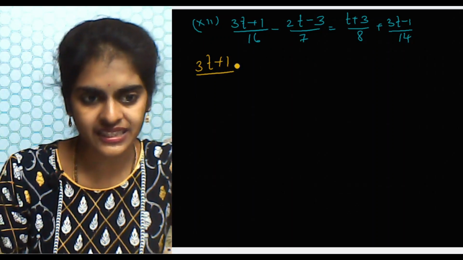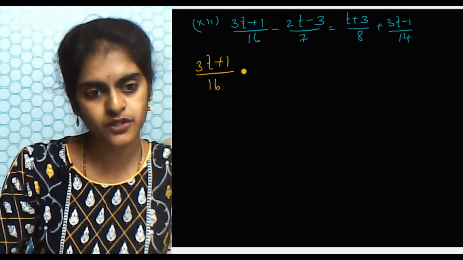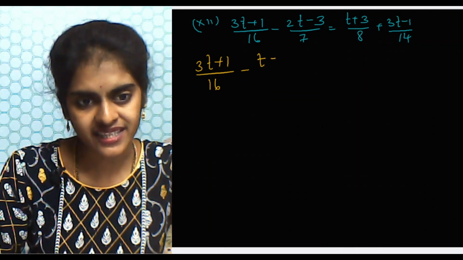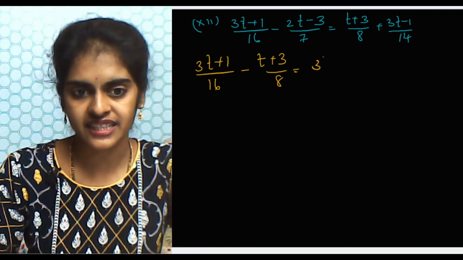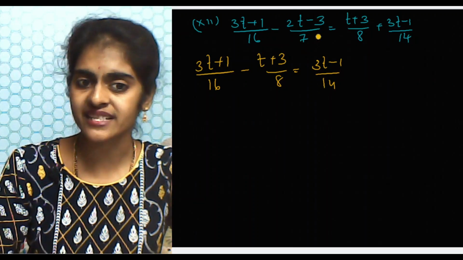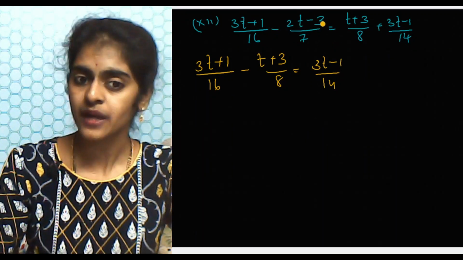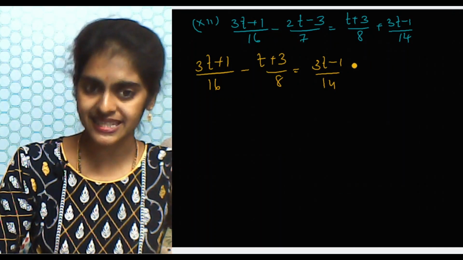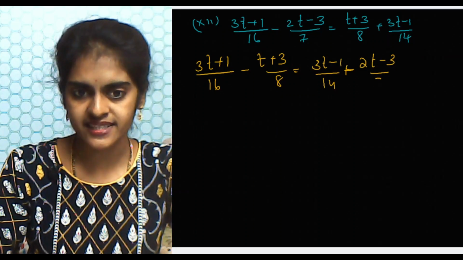So (3t plus 1) by 16. This (t plus 3) by 8, if it comes to LHS, it becomes minus (t plus 3) by 8 is equal to (3t minus 1) by 14. Let me send this (2t minus 3) by 7 to RHS. So this is minus (2t minus 3) by 7, so it becomes plus (2t minus 3) by 7.